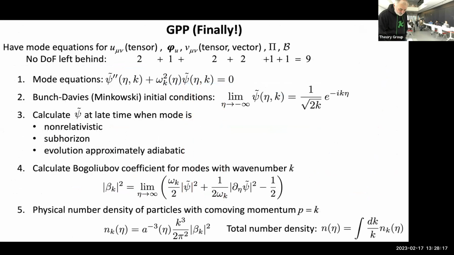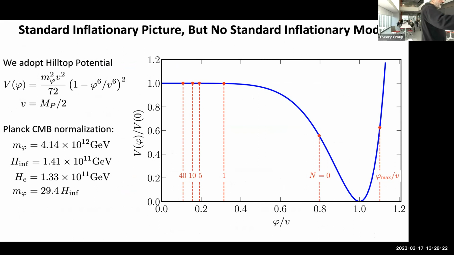So that depends a little bit upon the inflationary model that you choose. In this model, in the hilltop potential, there's a factor of 30. So there is a bit of a hierarchy between the mass of the inflaton, which determines the frequency of the oscillation, and H at the end of inflation. Now, if we had done quadratic inflation, it would be a factor of approximately 2. So you can engineer the inflationary potential to make a little bit of a hierarchy.